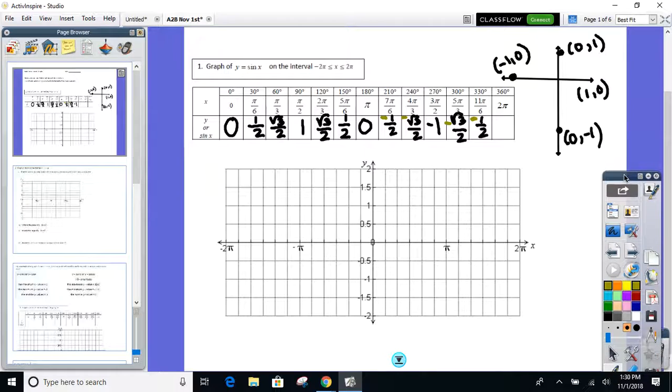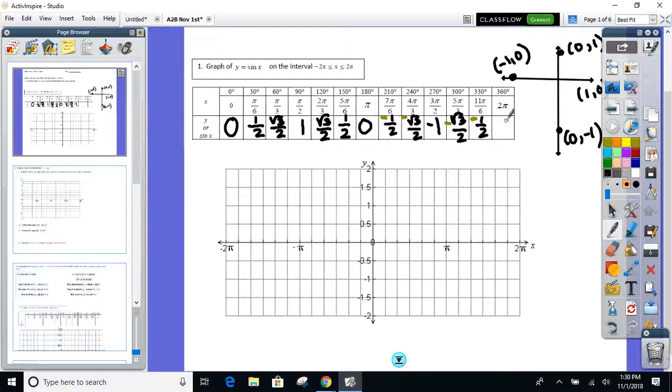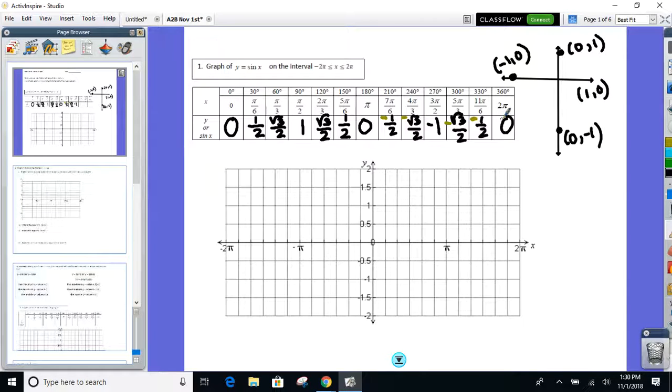Also known as 0 degrees. What was my y coordinate? 0. All right. So there are all the values. Now, how do I plot them? Ready? All these go by 30s, or pi over 6s. Since we're graphing in radians, all these go by 30s. So you don't have to worry about skipping over anything.